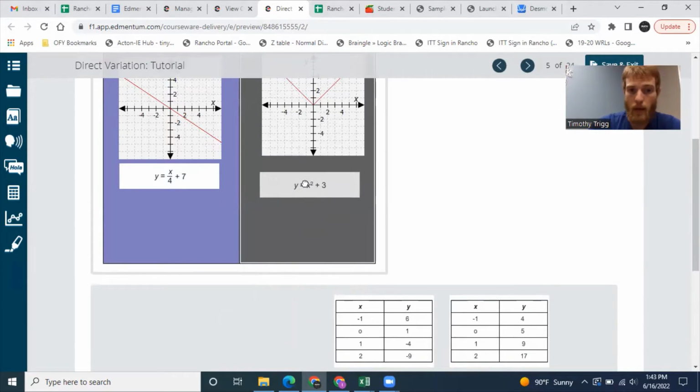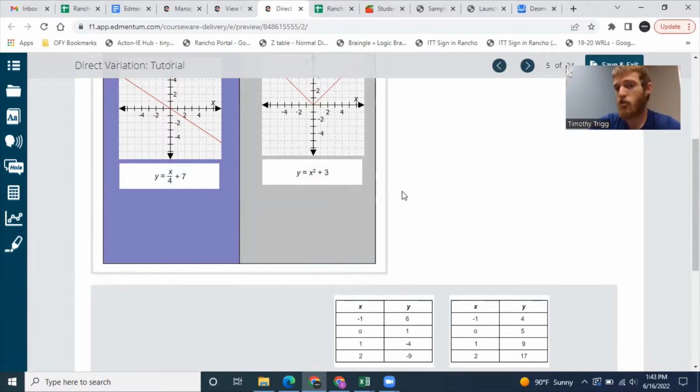This one, however, would not, because notice the x has x to the power of 2, x squared. In this case, that doesn't produce a line. In fact, it produces like a U shape. You're going to learn more about these types of graphs later on, but for now, just know that this is not linear. If you were to graph it, it would not form a line.